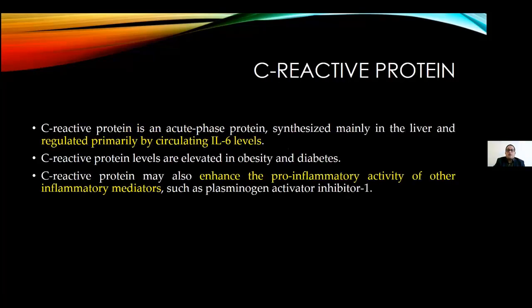Apart from adipokines, we have C-reactive protein, and from a periodontal point of view it is very important because we also have it as a grade modifier in our latest classification of periodontal diseases, and it is considered one of the most reliable systemic markers of inflammation. Just as I mentioned interleukin 6 in the beginning, C-reactive protein is regulated primarily by interleukin 6 levels, and it has been found to be elevated in both obesity as well as diabetes. And C-reactive protein enhances the pro-inflammatory activity of other inflammatory mediators.